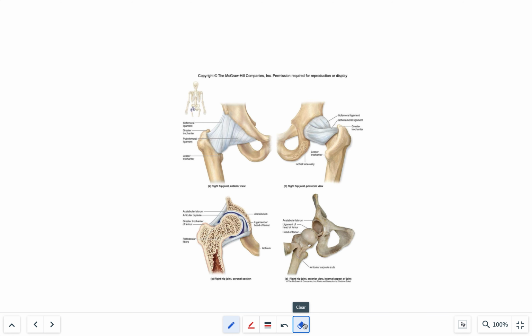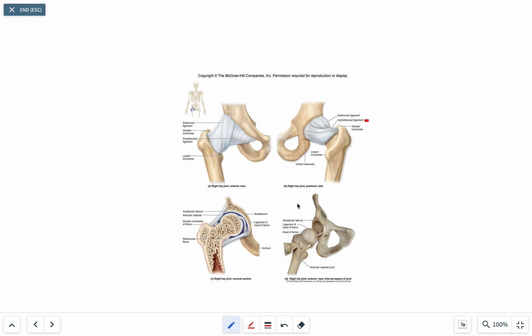In the posterior view, again, you can see a little bit of the iliofemoral, but the one that we'll talk about most is going to be the ischiofemoral. And this ischiofemoral ligament located here is going to attach from the ischium of the pelvis to the greater trochanter of the femur. And this is the primary one that we see in the posterior view.